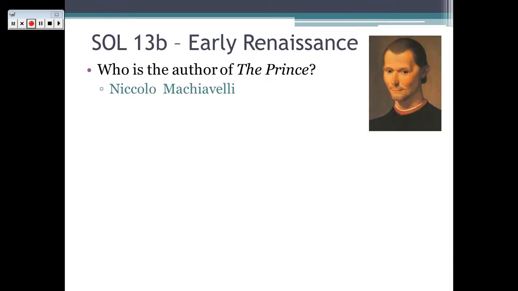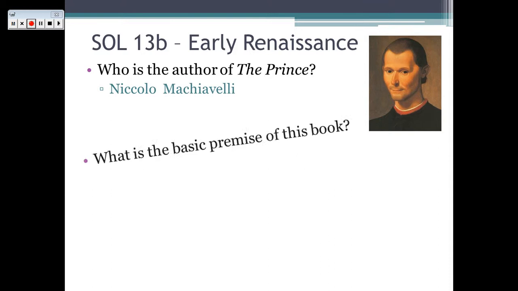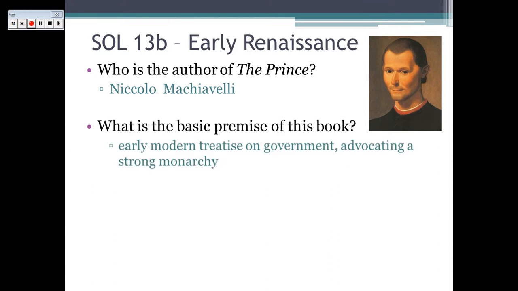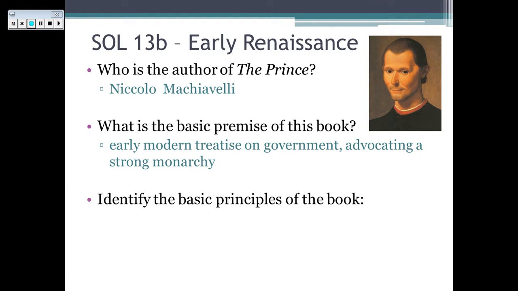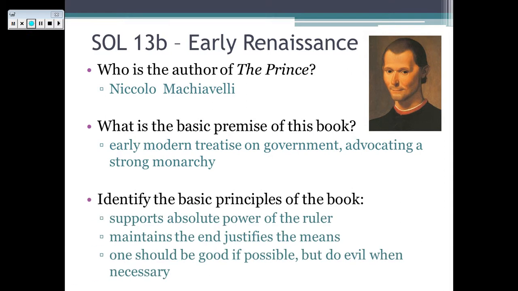The author of The Prince was Niccolo Machiavelli, and the basic premise of his book is it's an early modern treatise on government advocating for a strong monarchy. The basic principles are that he supports the absolute power of the ruler, he maintains that the end always justifies the means, and that one should be good if possible, but it is okay to do evil when it is necessary.